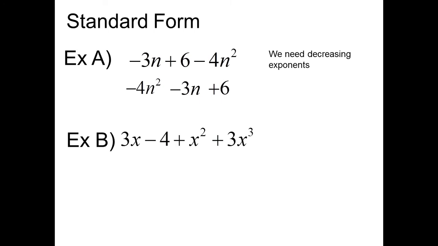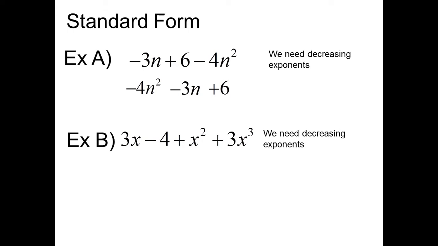So same thing here. I want decreasing exponents. So I look for my biggest exponent. Just going in order, I have an exponent of 1, an exponent of 0, exponent of 2, exponent of 3. So obviously my exponent of 3 is the biggest one. I've got a plus sign here, so I really don't have to put my plus sign if I don't want to. But if I had a minus sign, you definitely have to make sure it's negative, like on example A.